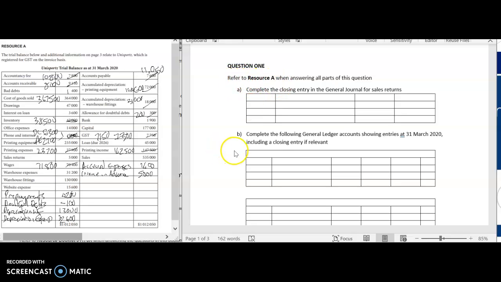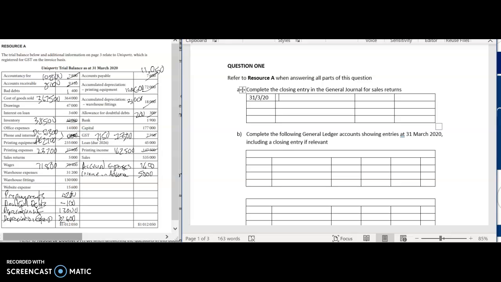Further results A, which you've already done here when answering all parts of the question. Firstly, complete the closing entry in the general journal for sales returns. So you can see sales returns. Let's figure out this 5,000 here. And what we're asked to do is to close it off. So a general journal just has a debit and a credit column. So I'll put the date as the 31st of March.